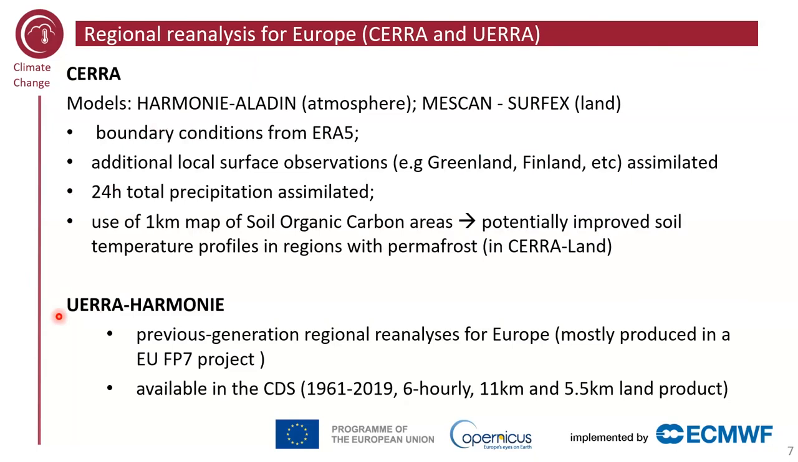At the time, UERRA-HARMONIE, which you're probably familiar with, a previous generation regional reanalysis for Europe, started in a European project many years ago, was continued for as long as ERA-Interim, which was the forcing, was available. It continued to be updated, and the data was published and has been available in the climate data store. It is 11 kilometer horizontal resolution, 5.5 kilometers for the land product, and covers the period 1961 to 2019.